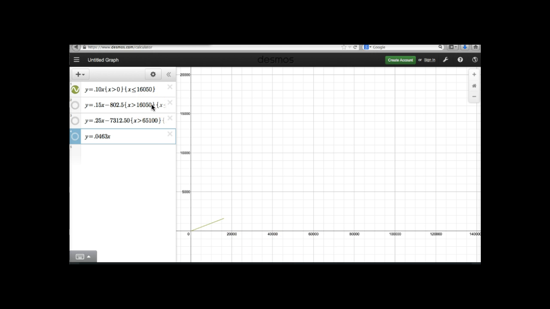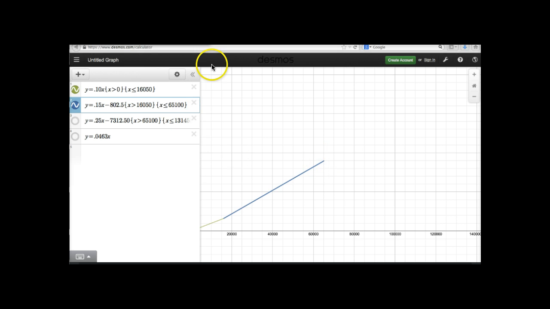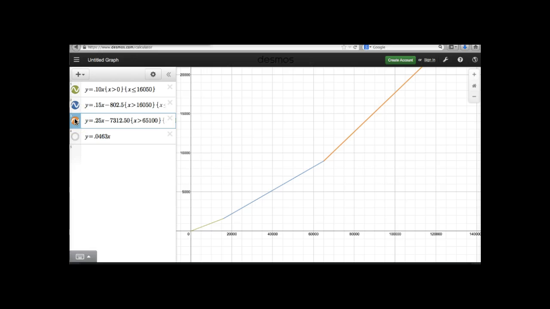Now let's look at our second function. Here, we are saying that we want x to be greater than 16,050, but less than 65,100. So if we graph that one, you can see then that the slope gets a little bit steeper, and then it ends here at the 65,100. Now let's look at our third piecewise portion of our function. This is our equation, and then we start at the 65,100, so we should connect right here to the end, but then we end at the 131,450. So let's see what that looks like.